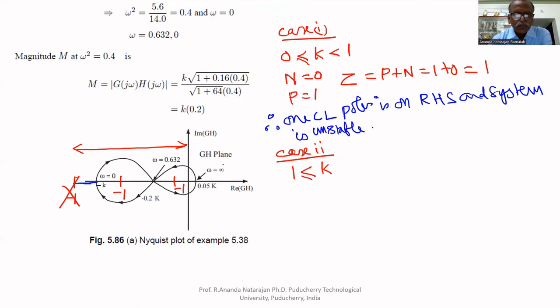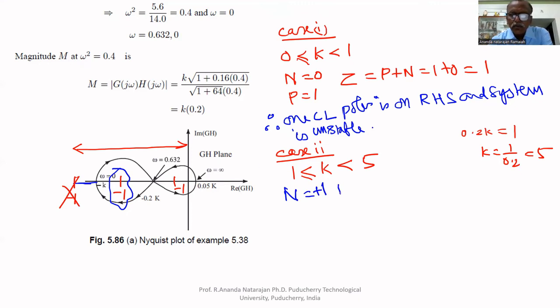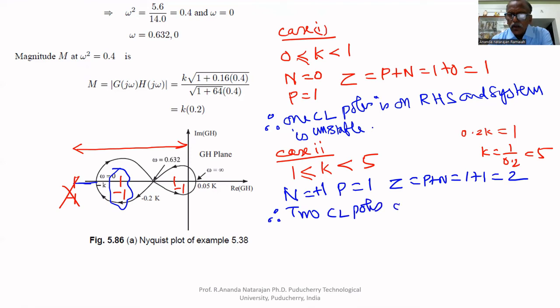But this point is less than 1. Therefore, what is that point? 0.2K equal to 1 means K equal to 1 by 0.2 equal to 5. But K is greater than 1 but less than 5. In that case, −1 lies between −K and −0.2K. In that case, N equal to 1 plus 1, because it is in the clockwise direction, and P also equal to 1. Therefore, Z equal to P plus N equal to 1 plus 1 equal to 2. Therefore, 2 closed loop poles on the RHS and the system is unstable.